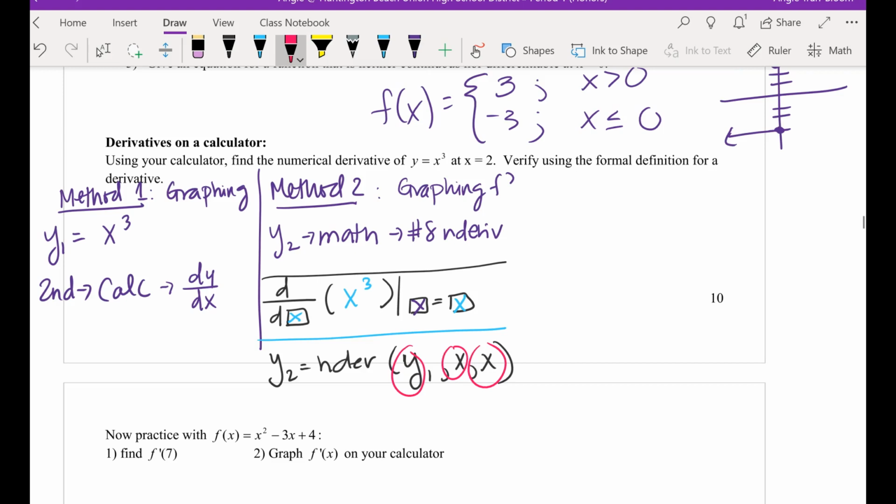Okay, so make sure the cursor is on the right function. Go to second calc value and make sure the cursor is on the right function. If it's on the original, it's going to give you 8. But if you hit the arrow up and down, it will jump to the derivative function. It will give you your value.